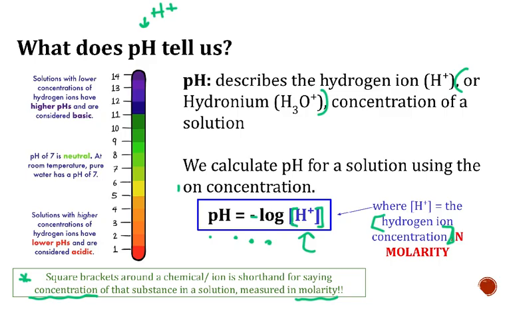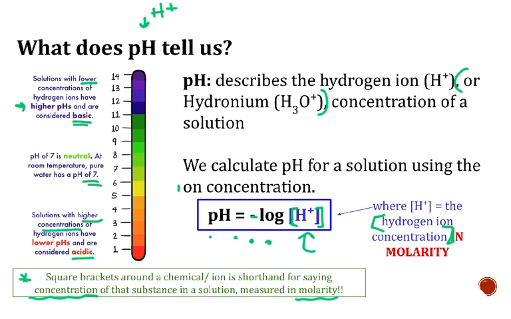So solutions with a lower concentration of hydrogen ions have high pHs. So low concentration means a high pH, and those are basic. A pH of 7 is neutral, and at room temperature, pure water has a pH of 7, which is like a medium concentration. And then solutions with high concentrations of hydrogen ions have lower pHs and are acidic.